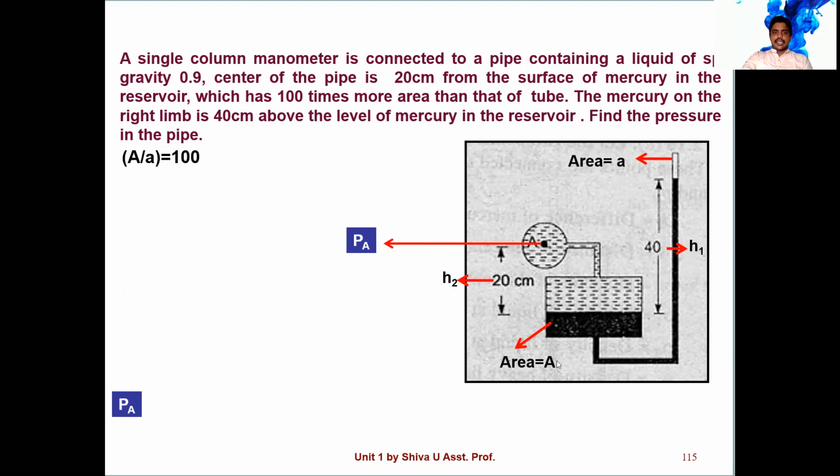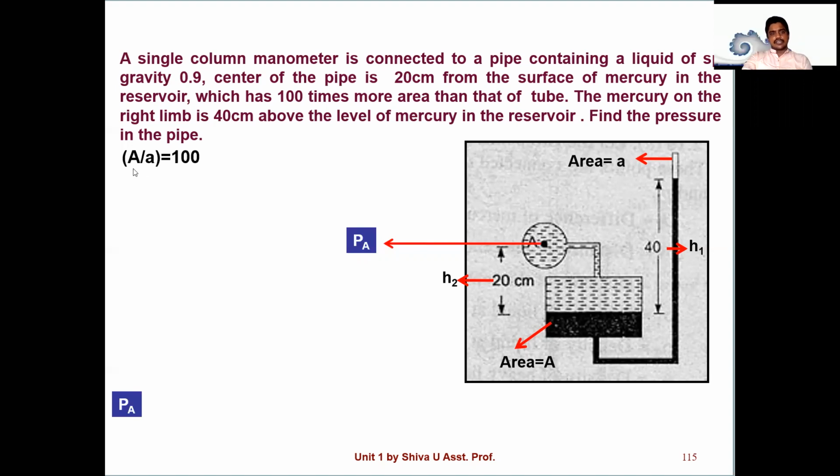What exactly is PA equal to? In the question it is given that a single column manometer is connected to a pipe containing liquid of specific gravity 0.9, and the center of the pipe is 20 centimeter from the surface of the mercury in the reservoir, which has 100 times more area than that of the tube. Yes, it is represented in the figure. The mercury on the right limb is 40 centimeter above the level of the mercury in the reservoir. Now find out the pressure in the pipe.